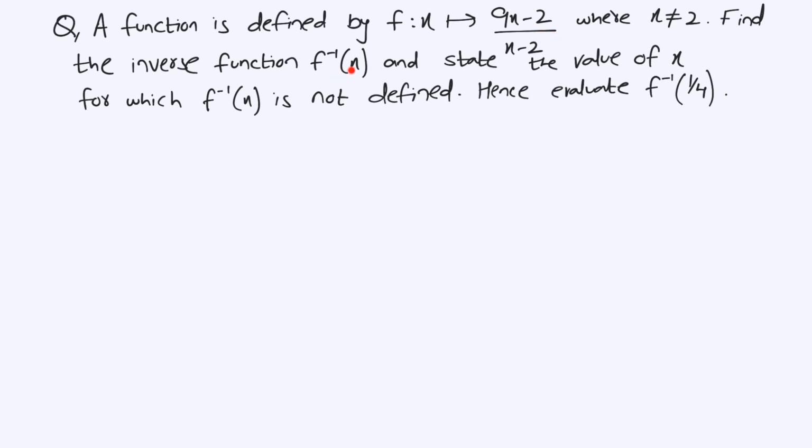You need to find the inverse function f inverse of x and then state the value of x for which f inverse is not defined. So let's go step by step. We know that the function f of x is 9x minus 2 over x minus 2. The first thing that you must do is replace f of x with y and then make x the subject. So you need to do some algebra over here.